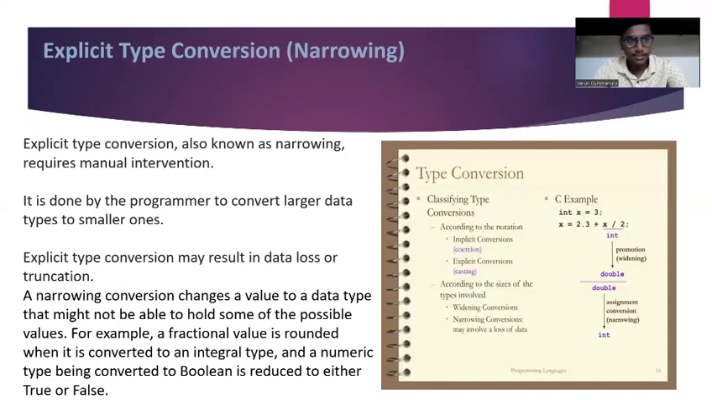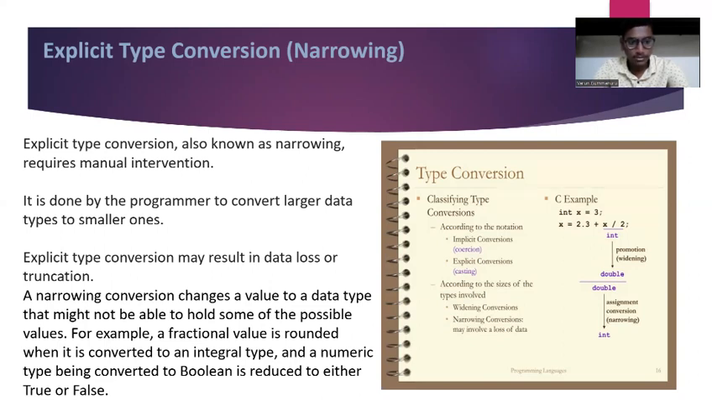Next, explicit type conversion, which is also known as narrowing type conversion. Explicit type conversion, also known as narrowing, requires manual intervention. It is done by the programmer to convert large data types to smaller ones. Explicit type conversion may result in data loss or truncation.